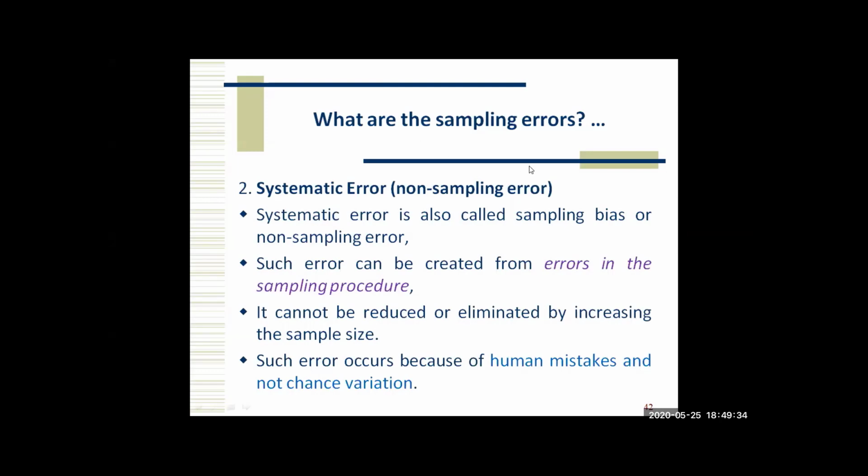The second type of error is systematic error, or non-sampling error. Non-sampling error is specifically an error that occurs because of human mistake.